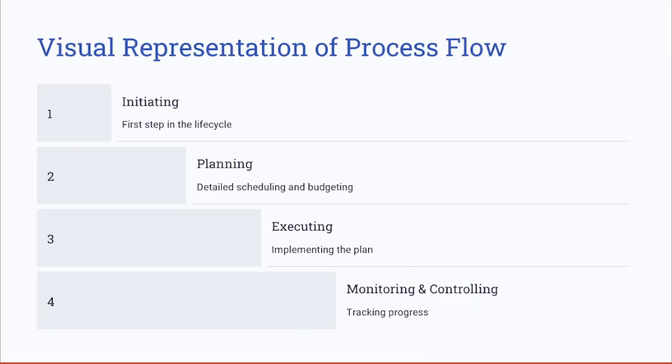So here are the key process groups. As you can see, initiating is the first step in the project life cycle, as per the PMBOK guide. This flow chart represents the project life cycle with initiating as the first phase, and it feeds into the planning process group, setting the stage for detailed scheduling, budgeting, and resource allocation. Understanding this flow helps you grasp how the processes are related to each other.